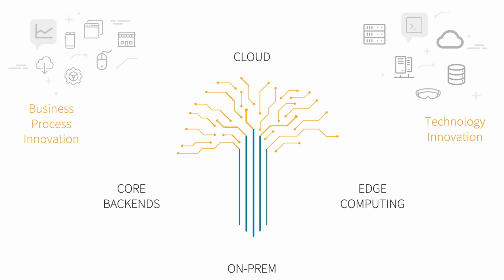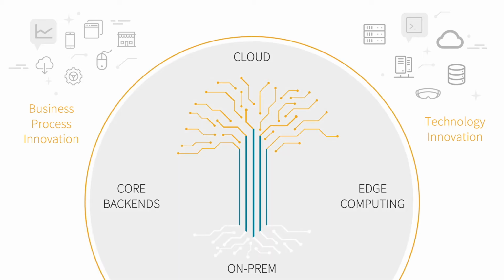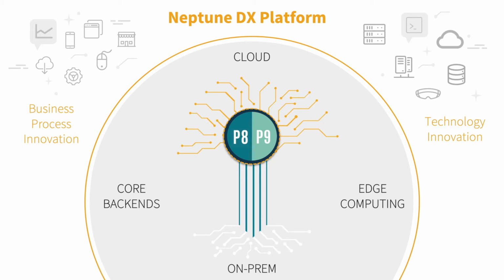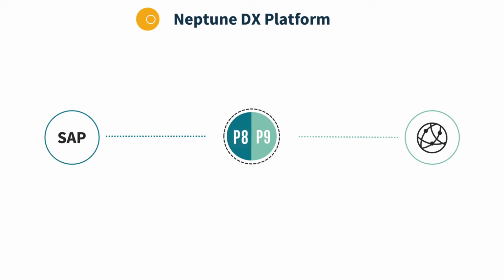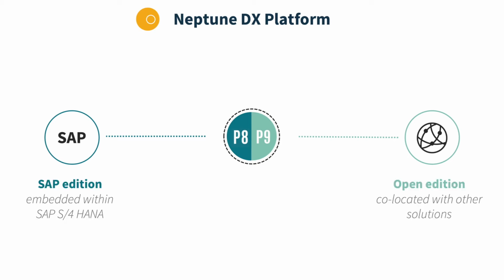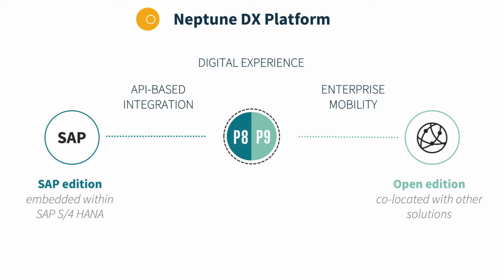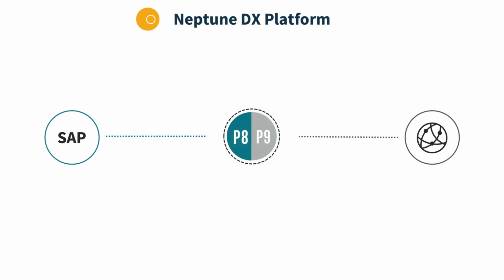Our product, the Neptune DX platform, can connect cloud and on-prem seamlessly through the combination of its two modules, Planet 8 and Planet 9. Planet 8, our SAP dedicated module, caters for the entire SAP world. Planet 9 is the open edition, can be co-located with any other solution. The combination of both modules provides you an enterprise mobility, digital experience across multiple endpoints, as well as an API-based integration. So let's look at Planet 8.